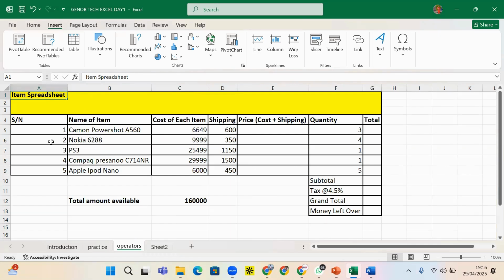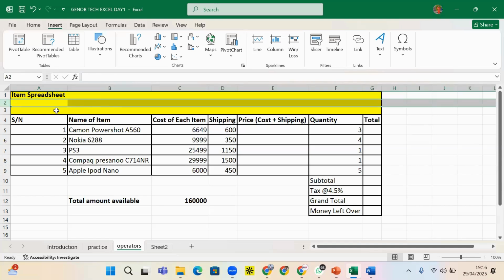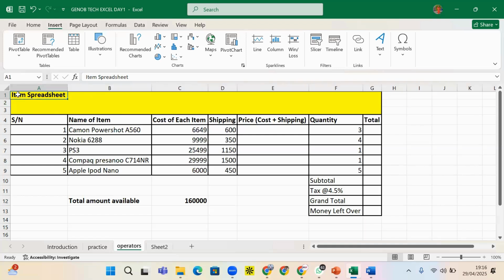If you check here, this is the title or the heading for this data, but it's hanging somewhere. We need to format it nicely to make it reader friendly, eye friendly, right? So for us to do that, I will delete 1 row here. We have 3 rows here. Okay, see what I will do.